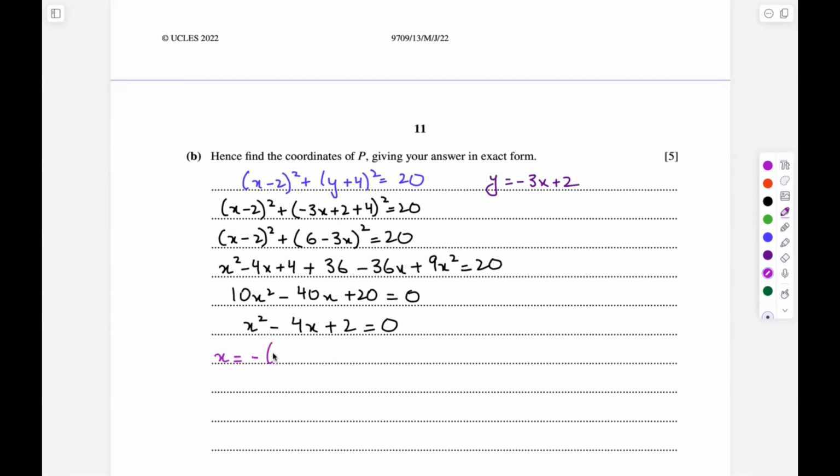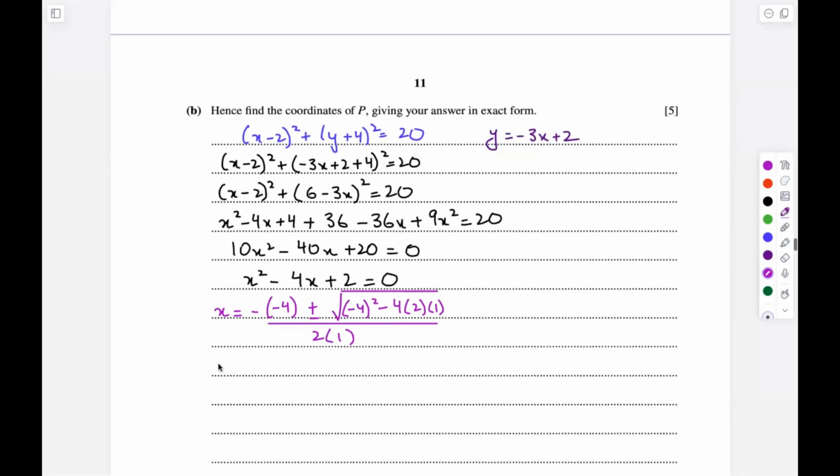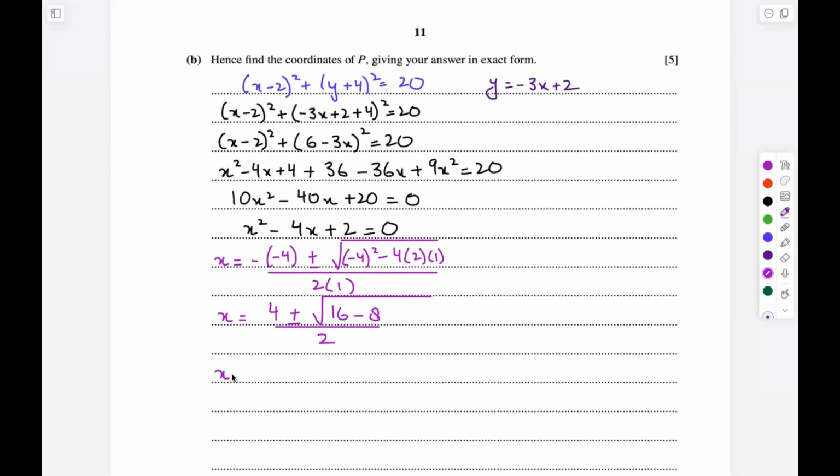So minus b will become minus minus 4 plus minus square root of b squared minus 4ac. So b squared will be minus 4 whole squared minus 4 into 2 into 1, divided by 2 into 1. Simplifying this, minus minus becomes a plus, so 4 plus minus square root of 16 minus 8, upon 2. As we have to give our answer in the exact form, we'll not take the square root. So this will become 4 plus minus square root of 8 divided by 2.